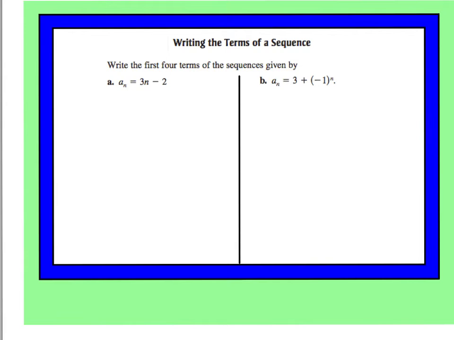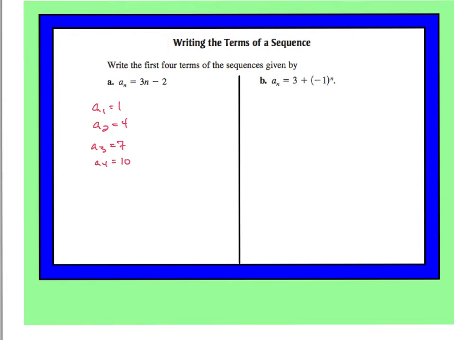So we're going to write the first 4 terms of the sequence. My rule here is A sub n is equal to 3n minus 2. If I write my first 4 terms, we start with 1. If I substitute in 1, what do I get? 1. Good job. Then A sub 2: I substitute in 2. What do I get? 4. Then I substitute in 3, and I get 7. Then I substitute in 4, and what do I get?